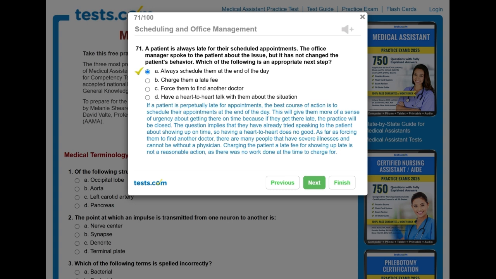The question implies that they have already tried speaking to the patient about showing up on time, so having a heart-to-heart does no good. As far as forcing them to find another doctor, there are many people that have severe illnesses and cannot be without a physician. Charging the patient a late fee for showing up late is not a reasonable action, as there was no work done at the time to charge for.